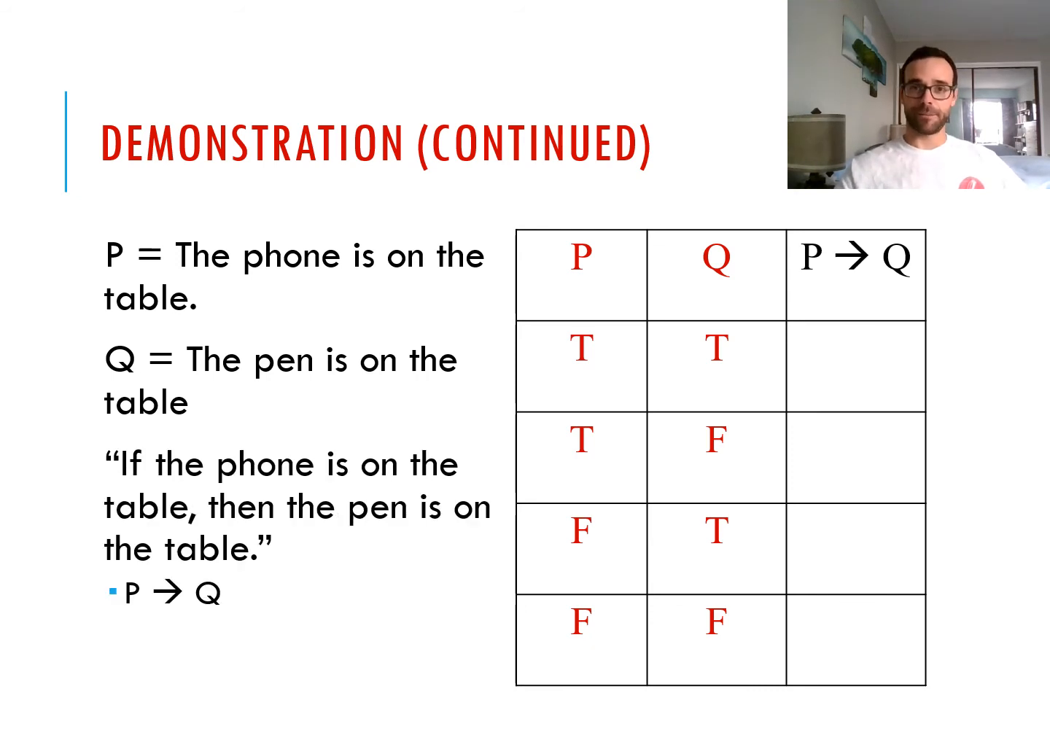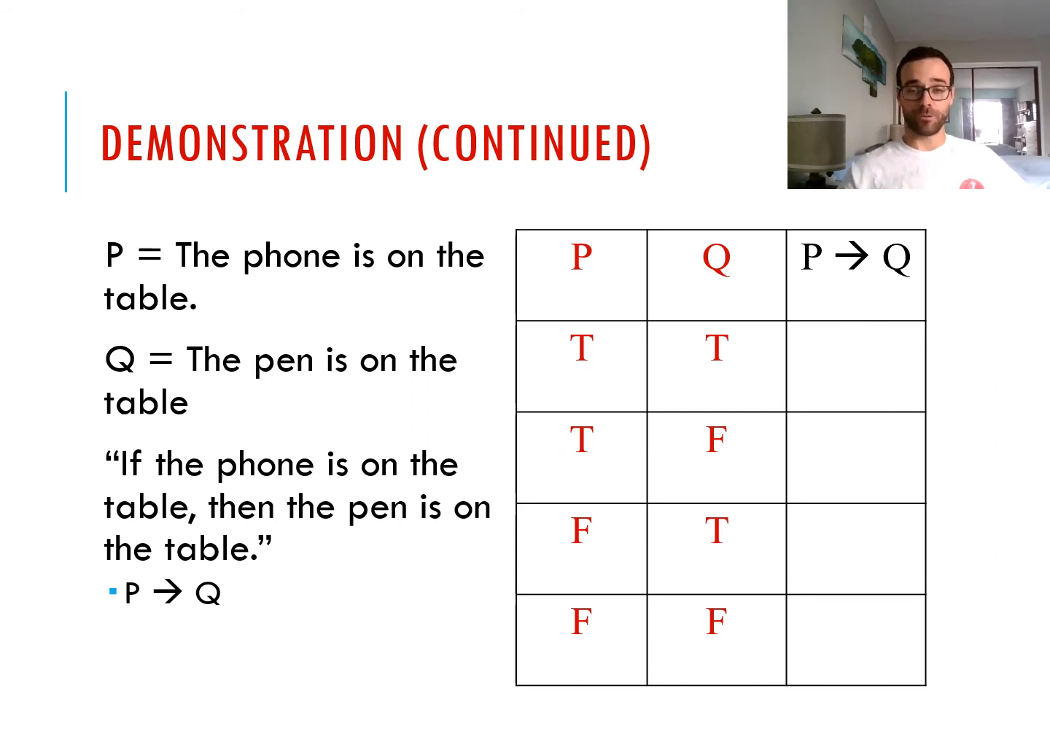Now with a conditional statement. A conditional statement is only ever false when the antecedent, what comes before the arrow, P, is true, and the consequent, what comes after the arrow, Q, is false. So if I were to make the claim that if the phone is on the table, then the pen is on the table, that would be a true statement if both P and Q are true.